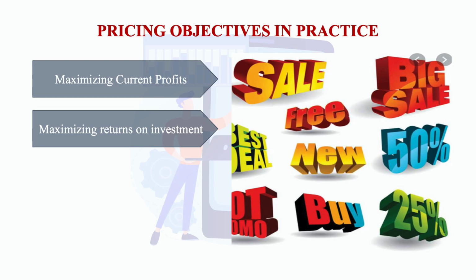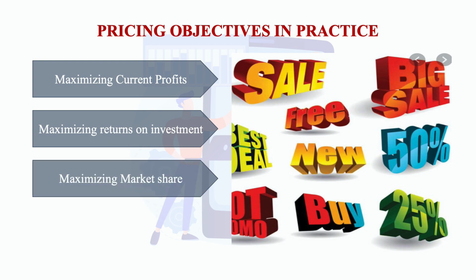An objective slightly diametrically opposite to that is maximizing market share. You are not looking at your current profits, you are not looking at maximizing returns at a point in time, you are looking at having the maximum number of people coming and buying your product. That means when companies come in with a new product, they have a very small price point so that they can penetrate an existing market.